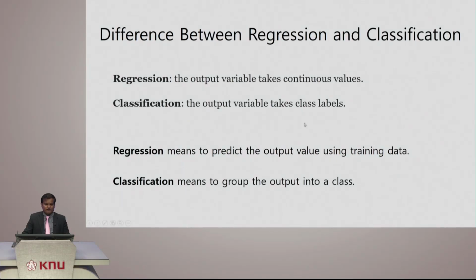So we have to understand the difference between classification and regression. We know that in regression, the output variable takes a continuous value, whereas in classification, the output is always a class label. You are going to provide a label as an output. And regression means to predict the output value using training data, whereas classification means to group the output value into a certain class with its label. So that's the key difference that you have.